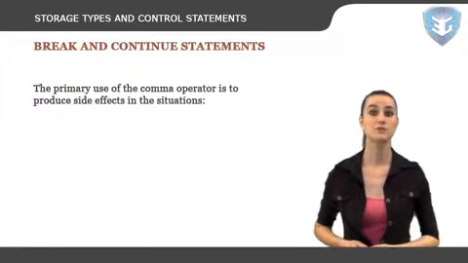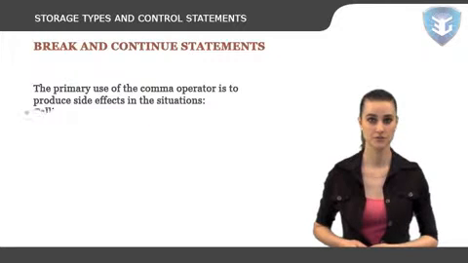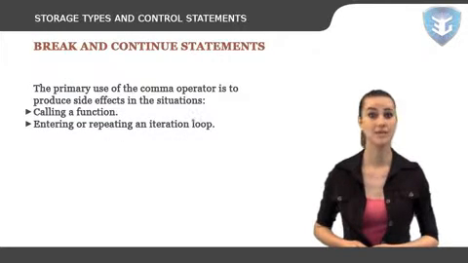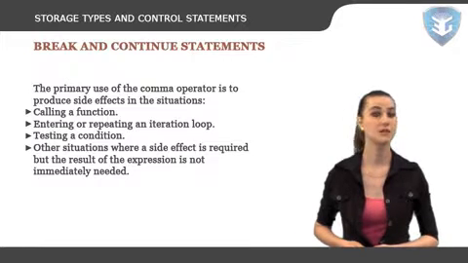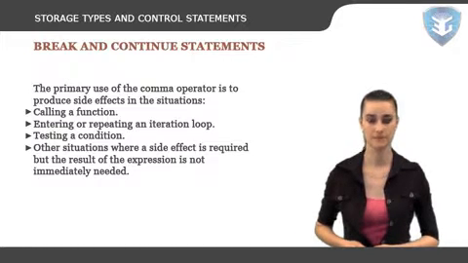The primary use of the comma operator is to produce side effects in these situations: calling a function, entering or repeating an iteration loop, testing a condition, and other situations where a side effect is required, but the result of the expression is not immediately needed.